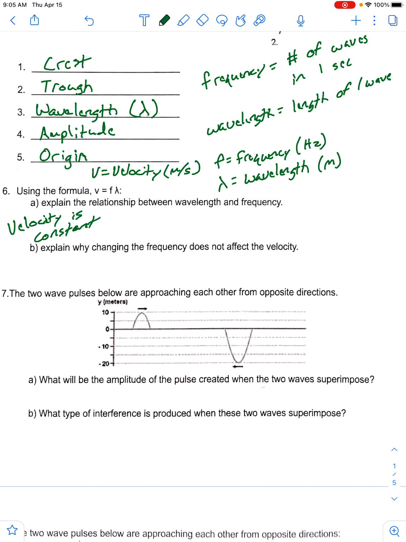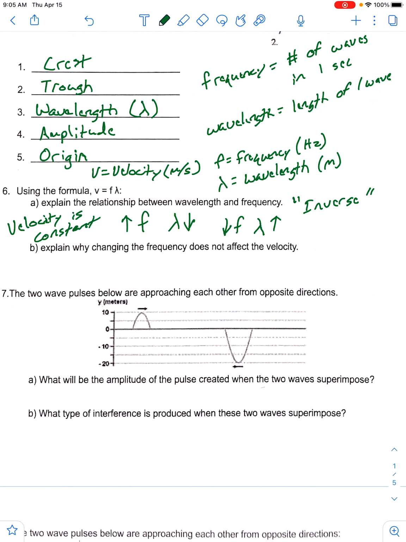So if V doesn't change, that means frequency and wavelength are the only things that are changing. And if V doesn't change, that means if frequency goes up, wavelength has to go down. This is called an inverse relationship. And the opposite: if frequency goes down, wavelength goes up. So that should make sense.